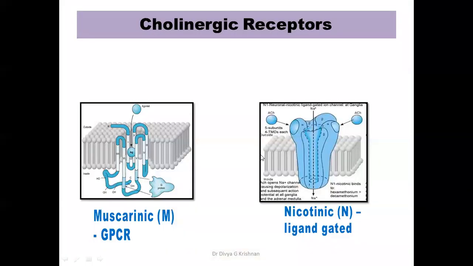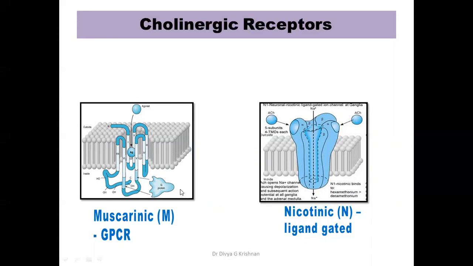Now we'll go to the next part, that is the cholinergic receptors. Cholinergic receptors are basically of two types: muscarinic receptors or the M receptors, and nicotinic receptors or the N receptors. All the muscarinic receptors are a type of G protein coupled receptors, whereas the nicotinic receptors are ligand gated cation channel receptors.